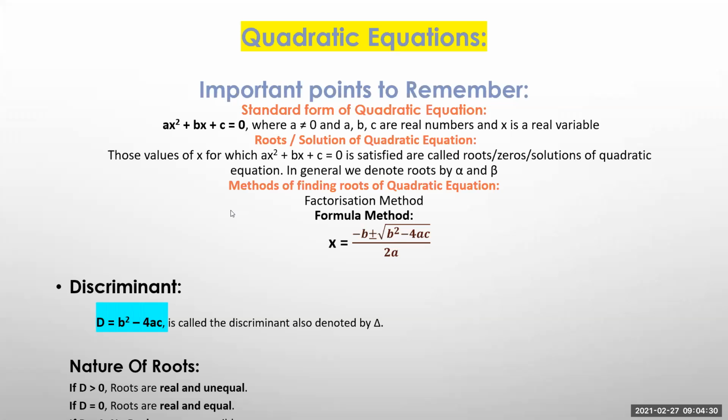So these are the important points which you have to remember for quadratic: the standard form, the roots, methods, factorization and formula. Formula is very important. Next one, the discriminant, because on the discriminant we can find the nature of the roots. Okay, hope you are taking a screenshot of this.